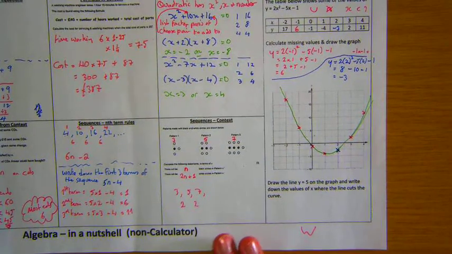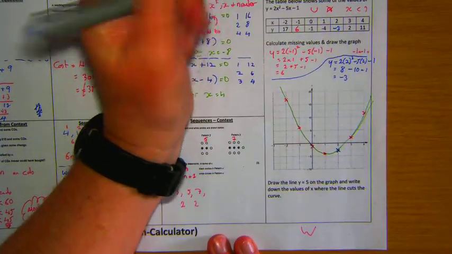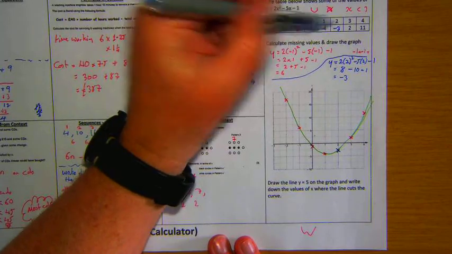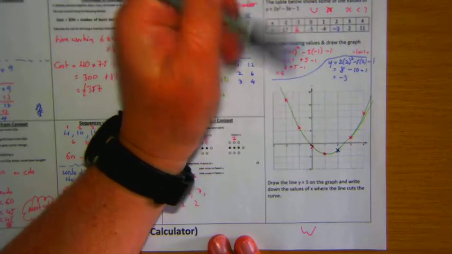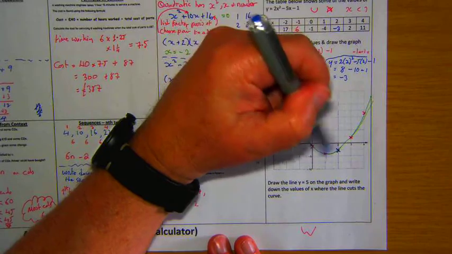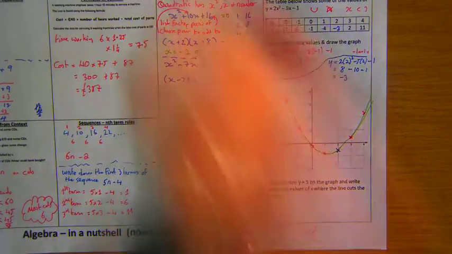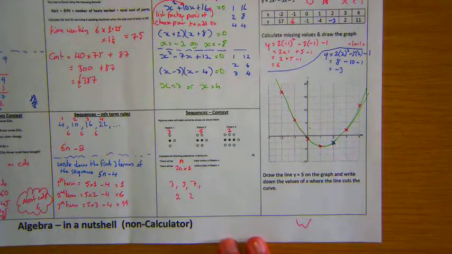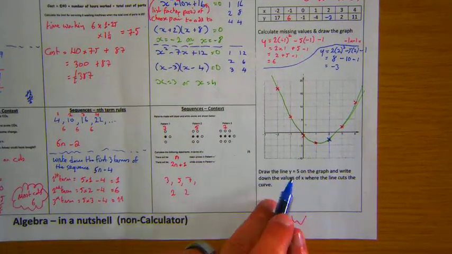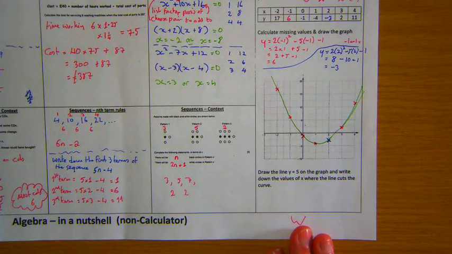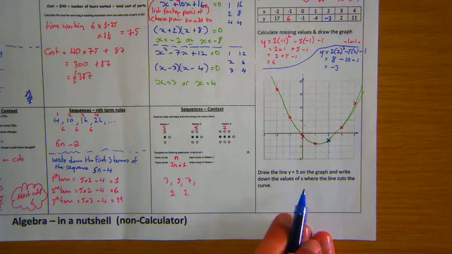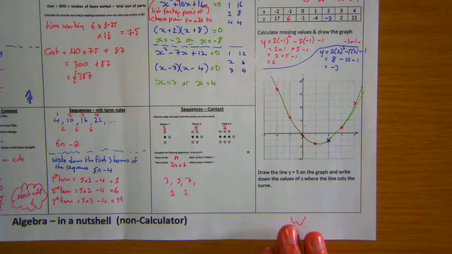So for that, you would get a mark for correctly working those out. You get a P mark if you've plotted the points correctly, and then a C mark, curve mark, for drawing the curve. And then you may well get a final part which says draw the line y equals 5 on the graph and write down the values of x where the line cuts the curve.